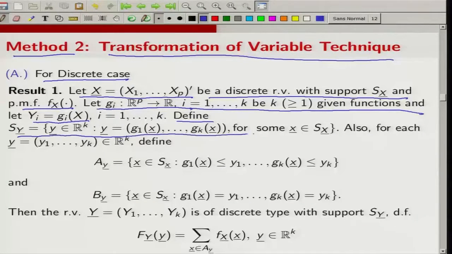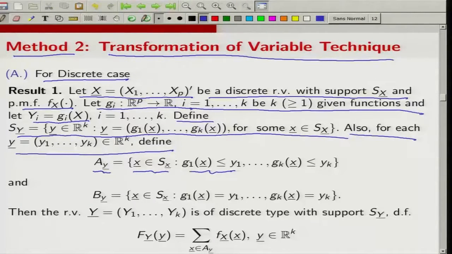It would be the collection of all those y belonging to Rk such that y = (g1(x), g2(x), ..., gk(x)) for some x belonging to Sx. So, this would be the support of Y, and that is why I am defining it as phi like this. Also, for each y = (y1, y2, ..., yk) belonging to Rk, define Ay as the collection of all those x belonging to Sx such that g1(x) ≤ y1, ..., gk(x) ≤ yk.